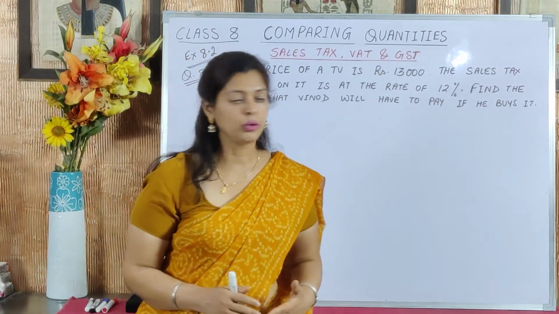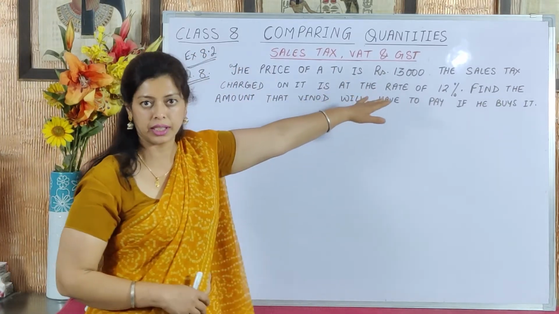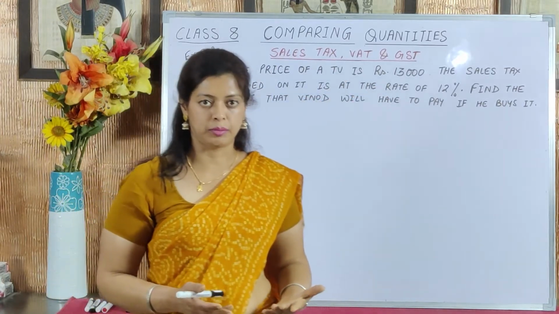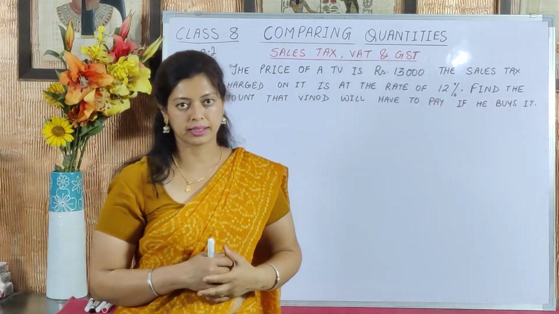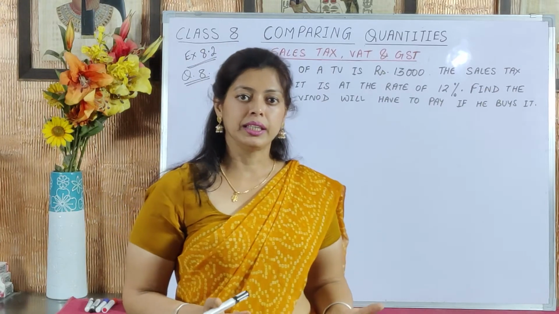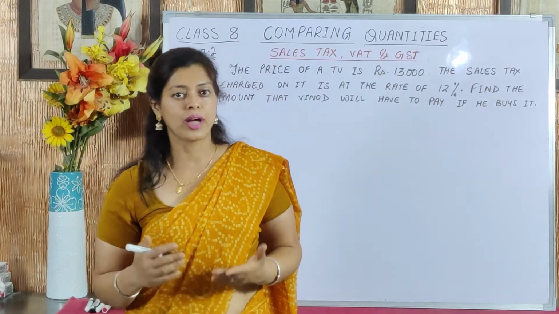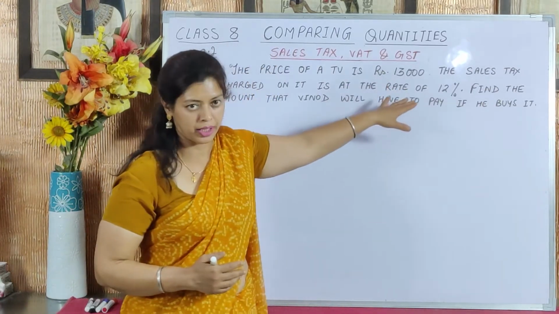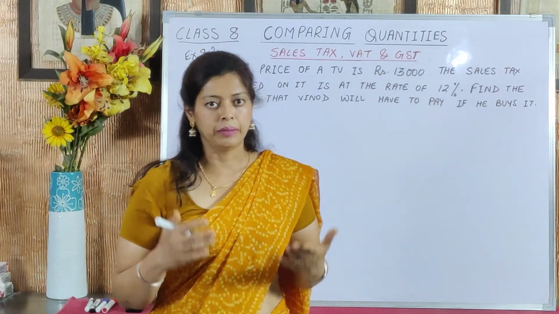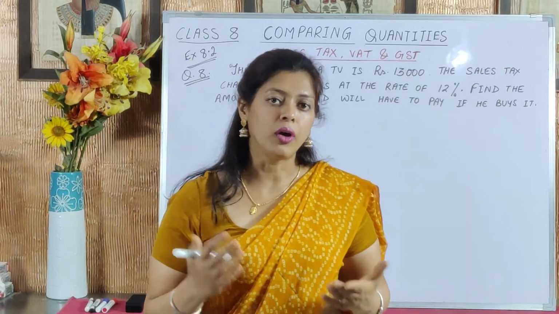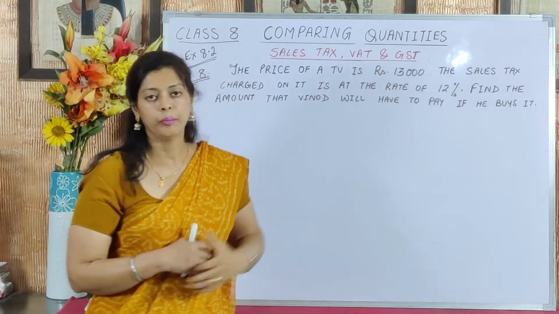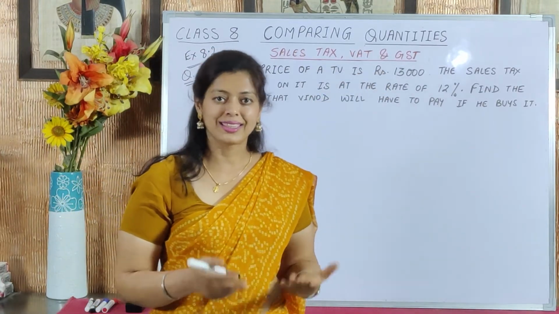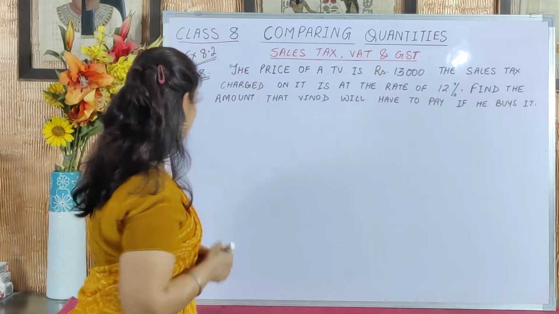And that will be equal to the price of the TV, which is 13,000, plus the tax amount, which can be easily calculated from the rate of tax. Now just like percentage increase, sales tax is also added to the price of the product. And how do we calculate the percentage increase? It is calculated on the original amount. Similarly, sales tax will be calculated on the price of the product. So let's start with the solution.